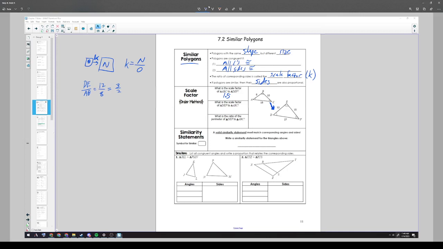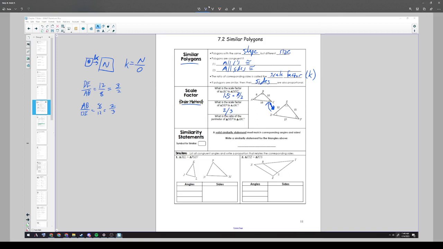Now if we go the other way, what is the scale factor from DEF to ABC? So this says here, order matters, because now we're going the other way. We're saying, what would we multiply this by to turn it into this? It's getting smaller, so we know that K has to be less than 1. So this time, we're creating AB as the new side, and the old side it came from was DE. So that would be 8 over 12. So we end up with a scale factor of 2/3. So I'll write that as a fraction. Could have written this as a fraction too.